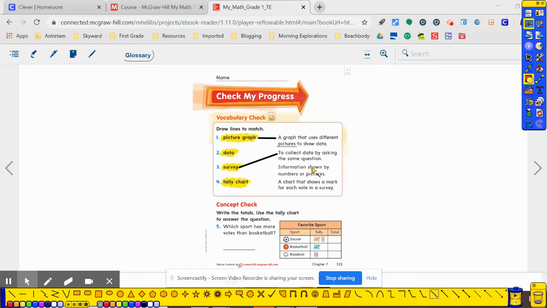The next one says information shown by numbers or pictures. Is information shown by numbers or pictures data, or is it a tally chart? Well, I know a tally chart uses marks, but I don't think it has any numbers or pictures really. So I'm thinking it must be data. Connect those two. And then hopefully these last two match up. Let's check. It says a chart that shows a mark for each vote in a survey. Oh yes, that is definitely a tally chart. Let's go ahead and connect a line to those two things.